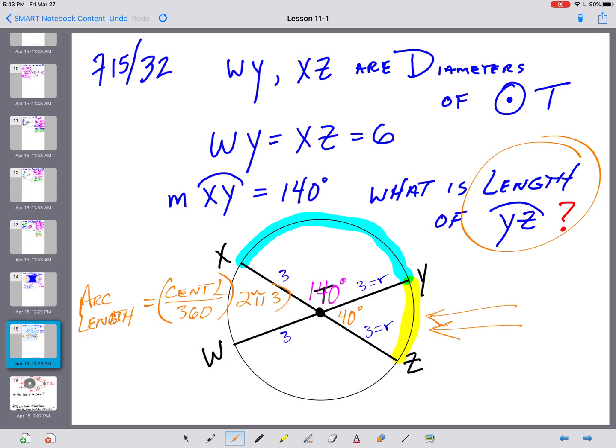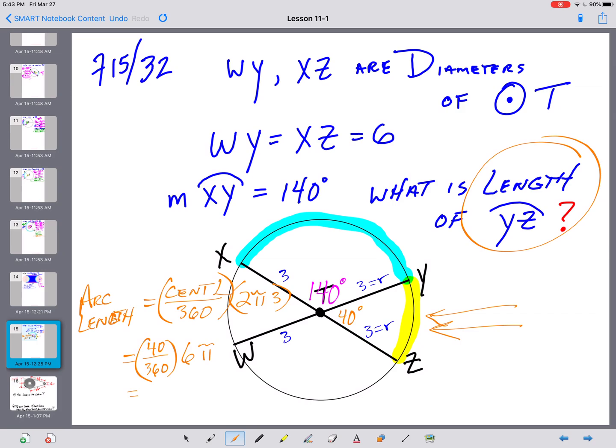Now, in this problem, if I remember right, all 4 of the answers kept pi in their answer. So let's do that. Let's keep pi in the answer. So let's start plugging stuff in. We don't know the arc length. We know the central angle. That's 40 over 360. Then we got 2 times pi times 3. That's going to be 6 pi. Let's move that guy out of there. 6 pi.